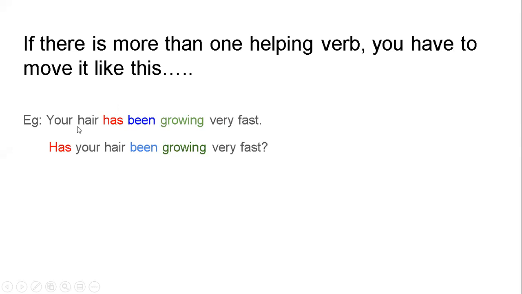So, how will you start? You start with "has" and then put the rest of the words as they are. Has your hair been growing very fast? Got that? So here you have verbs here. But if you have more than one helping verb like "has," then you need to put it first.